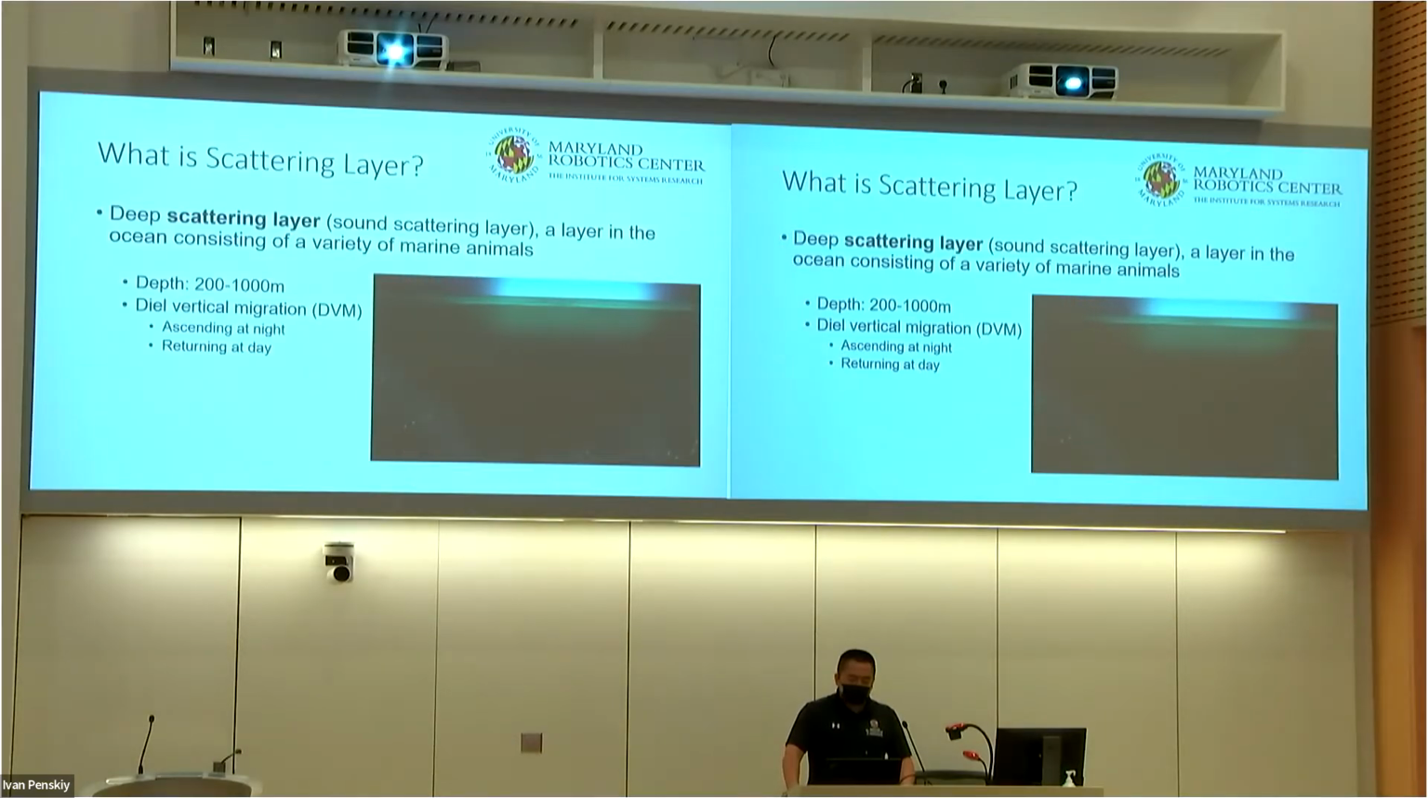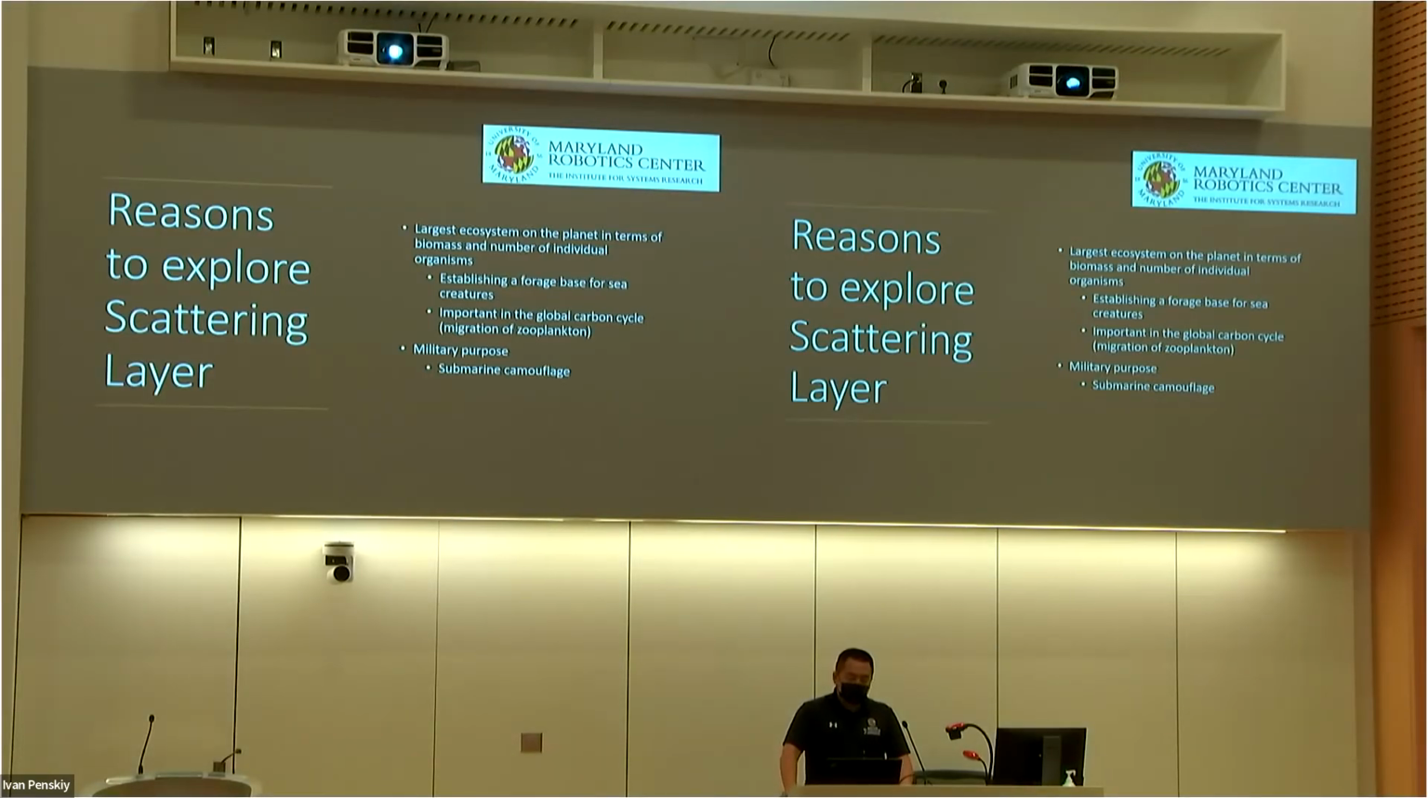The scattering layer is a layer in the ocean consisting of a variety of marine animals. It can be seen to rise and fall each day in keeping with the diel vertical migration. It is the largest ecosystem on this planet in terms of biomass, so it attracts attention from oceanographers and underwater engineering researchers. The importance of the scattering layer in the global carbon cycle is another reason that we need to investigate it continuously. Other motivation includes military purposes, since the scattering layer always appears as a false sea floor from sonar.